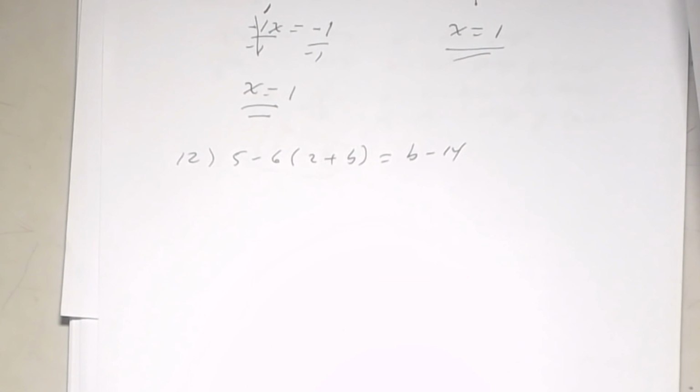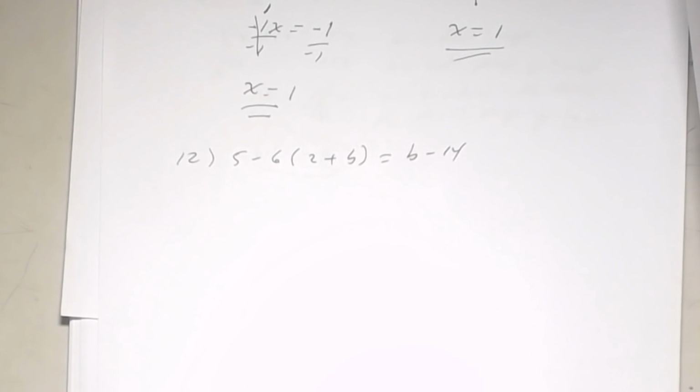All right. So your variable is b. That's a b. It looks like a 6, but it's a b. So that's 5 minus 6 times 2 plus b equals b minus 14. Now again, that could be on your test. Even though section 9.3, that we talked about in 9.2, last class period.